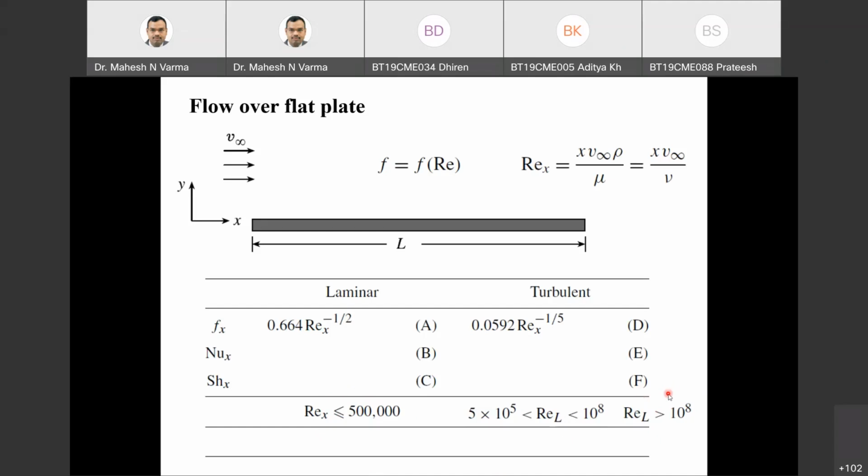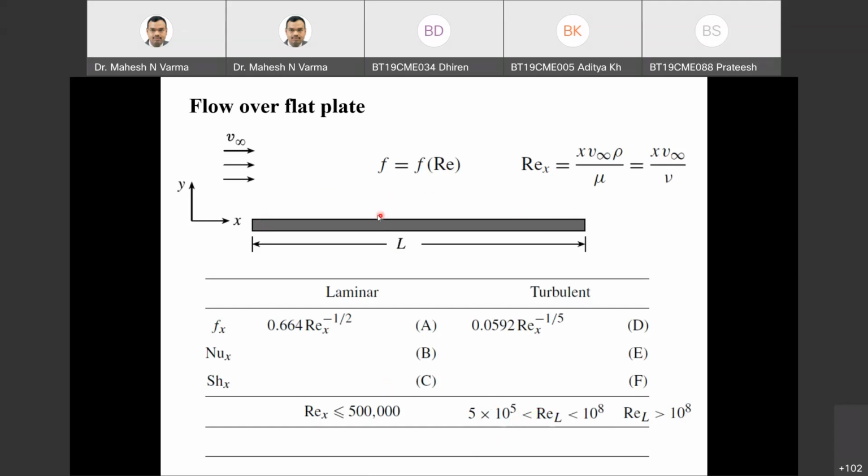Okay, Reynolds number greater than 10 raised to 8, then it is turbulent. So you can see here Re_L, here Re_x, that you need to understand. This is at a local value. Certainly for flow over a flat plate, initially you will get laminar flow and slowly it will change to a transient flow, and then you will have turbulent flow. If Re_L, the maximum, is below 500,000, this is laminar flow.